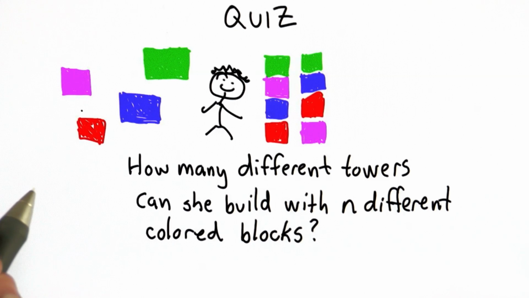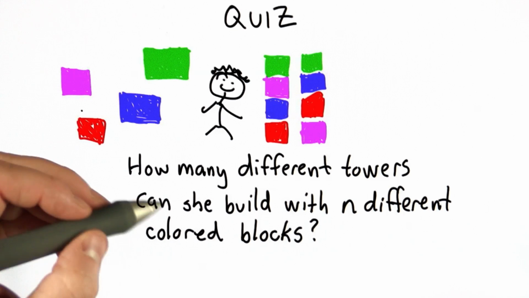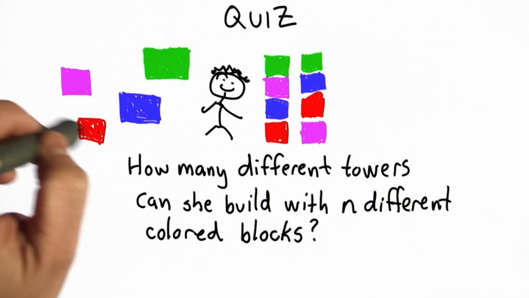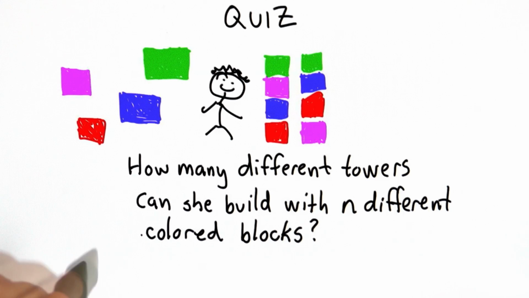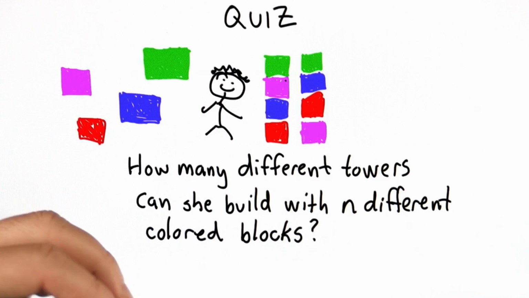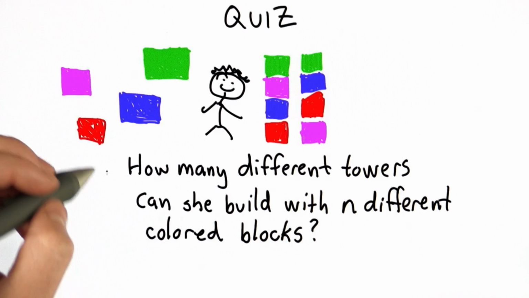The question we want to answer is how many different towers can she build? Given that she has 4 blocks, we want to know how many different towers you could build with 4 blocks, but maybe she gets some more blocks. So what we really want to know is, given that she has n blocks, whatever number n is, how many different towers could you build where the color combinations are all different? The way to solve that is to think about combinatorics.